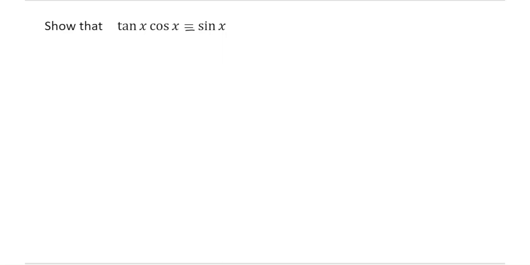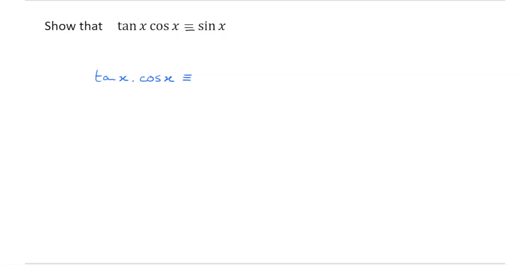Instead, what we're trying to do is take the left-hand side here, and we're going to try to rearrange it in such a way that we make it look like the right-hand side. So the objective of these types of questions is to take the left-hand side and change it so that it looks like the right-hand side. Now to do that, I'm just going to write down the left-hand side. So tan x times cos x.